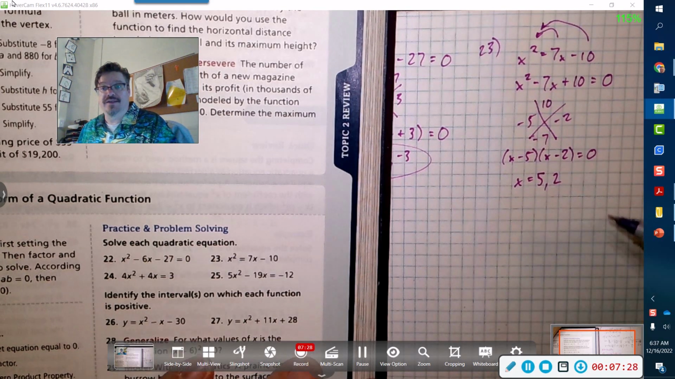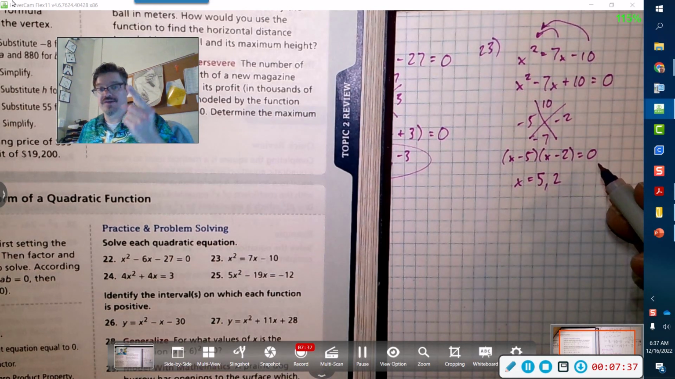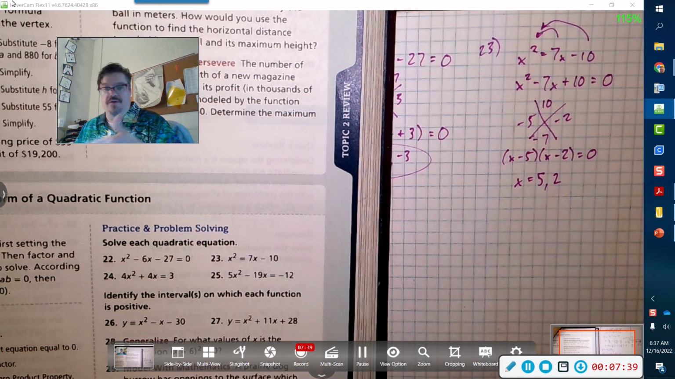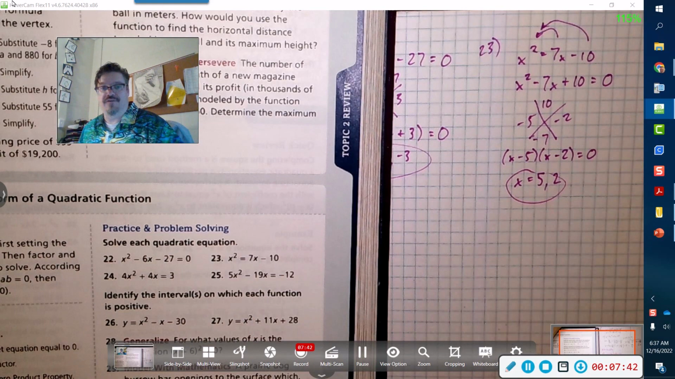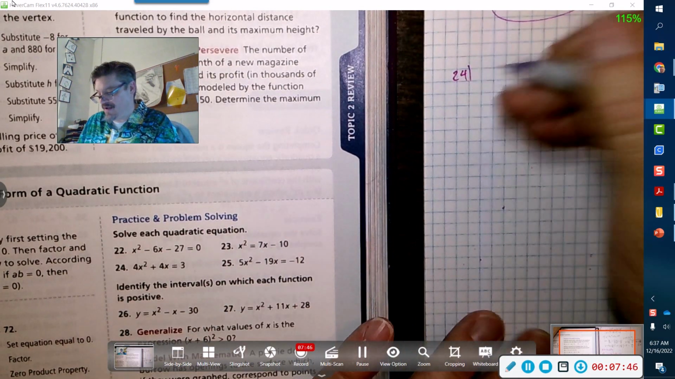If I did 2, 14 minus 10 is 4. 2 squared is 4. 4 equals 4. If you don't flip the sign here and produce a 0 using the zero product property, then you've got two completely different numbers. All right, moving forward, we'll do 24 and 25 in this video.